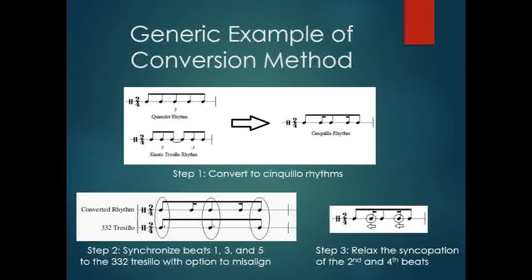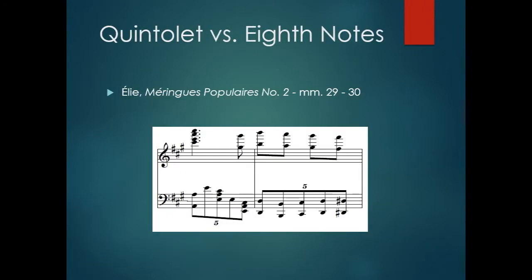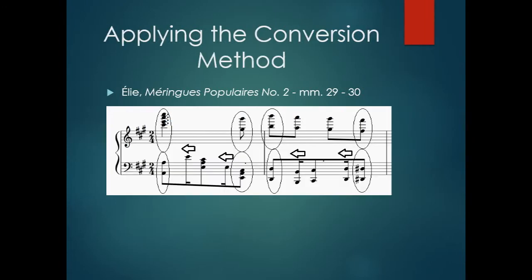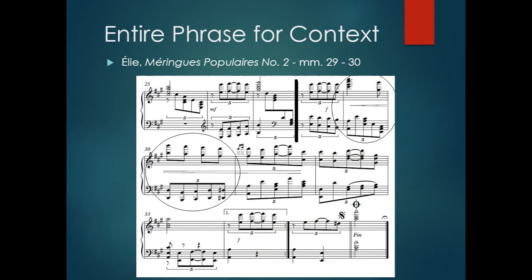As an example for this, I have a meringue populaire by Justin Ellie. If we take these two measures and apply the method to those, we change to synkio rhythms. We then coordinate the tercio rhythms. I've circled the common tercio rhythms, and then relax the second and fourth notes. So you can hear that, and then to hear the entire passage in context.